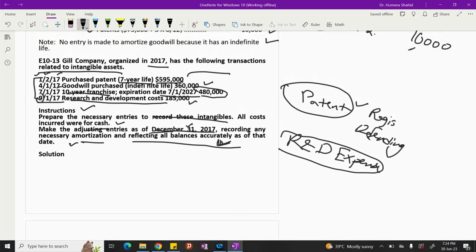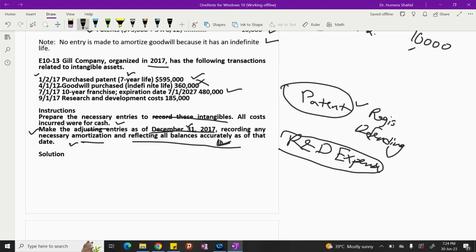Now we need to calculate part B, which says amortization. Don't forget to check the dates, okay? Let's first figure out which intangible assets are eligible for amortization. Okay, so we have 3 intangible assets. Research and development is not intangible, right? It is an expense, and amortization is for intangibles. Patent, yes, we need to calculate its amortization. Goodwill, no need because it's indefinite. Franchise, yes, 10 years is the life. Patent life is 7 years, right?